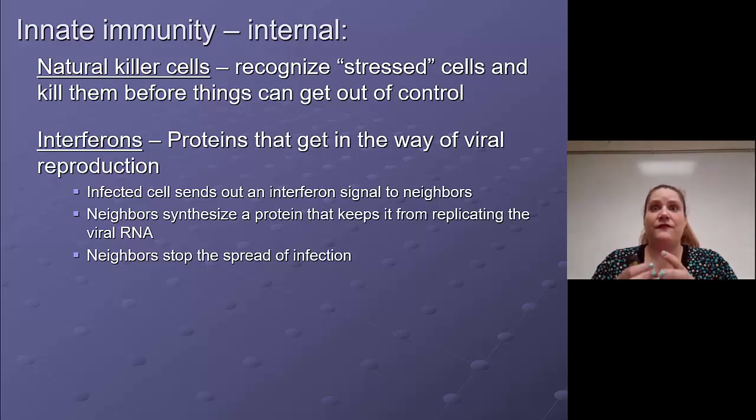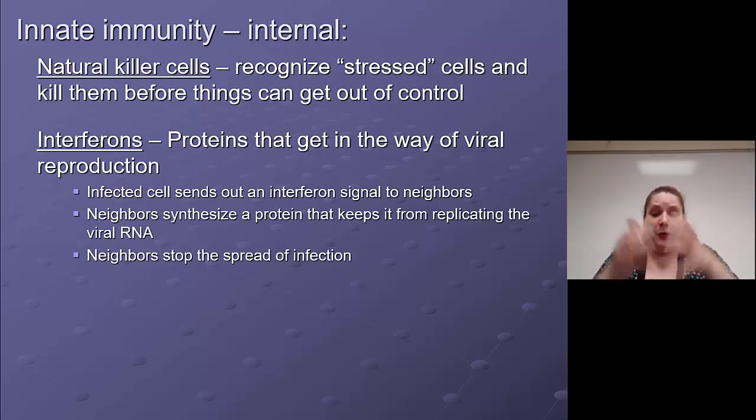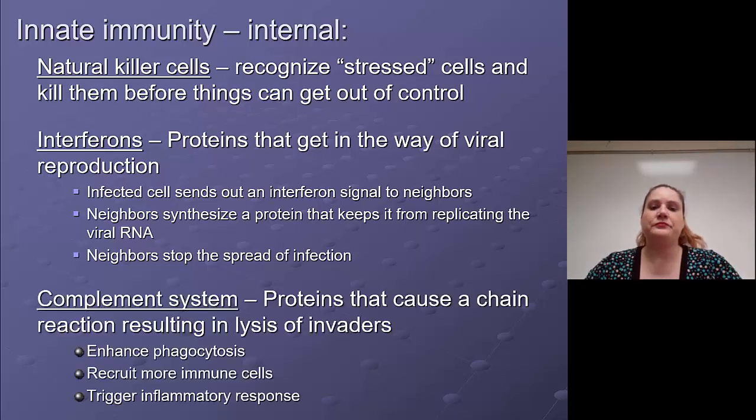What happens is the infected cell sends out the interferon signal to its neighbors. And then the neighbors now know, oh my God, I'm going to make this new protein that's going to keep the viral RNA from replicating. That one guy sent out the signal, that one guy died, but now all the neighbors are okay. They're already able to stop the spread of infection because that first cell sent out the interferons, saying, hey, make the protein so that you don't get sick from this virus.